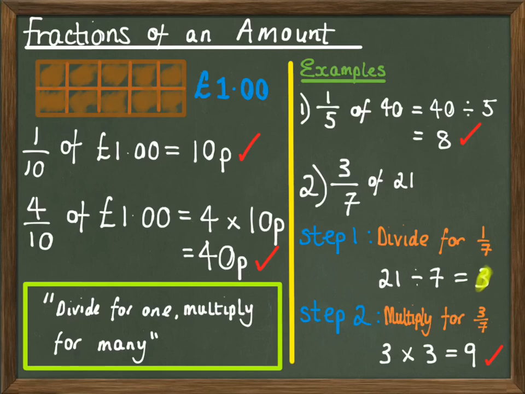You divide for 1, so to find 1/7, 1/8, whatever it happens to be, and then you multiply for however many they're asking you in the question. Okay, you may also notice that if you look at the fraction, what we're actually doing is dividing by the denominator of the fraction, and then we're multiplying by the numerator of the fraction. So the 3/7 of 21, what I did first of all, I divided by the denominator, the 7. Once I got the answer to that, I multiplied by the numerator, the 3, and that gave me my answer in the end.